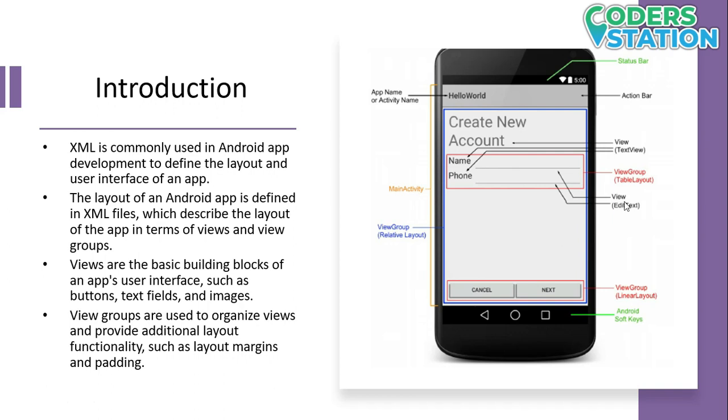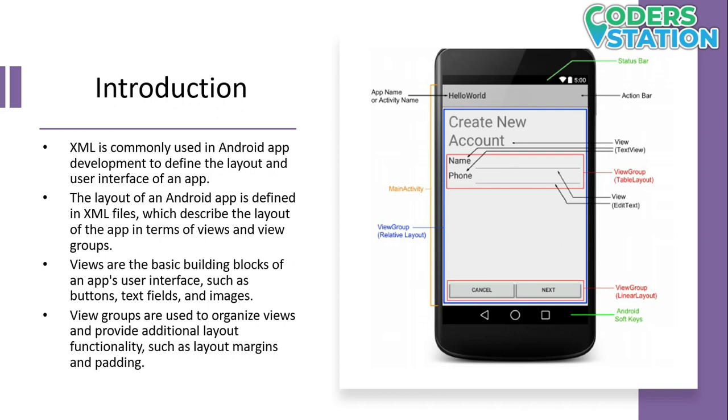Similarly, a phone text view is there, and beside that phone text view we can see an edit text view. So using that edit text view, we can get the input of a phone number. So these are nothing but individual views that we can see in a particular screen, and using such kind of views, we can design an application.